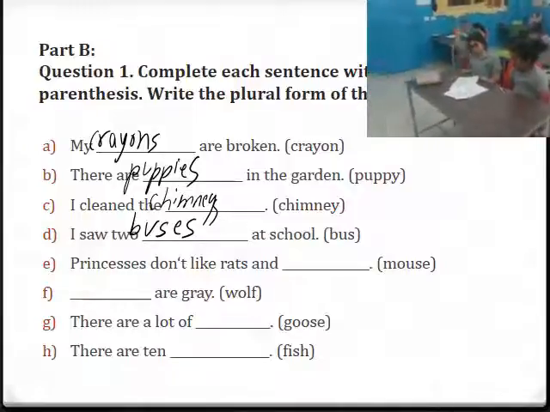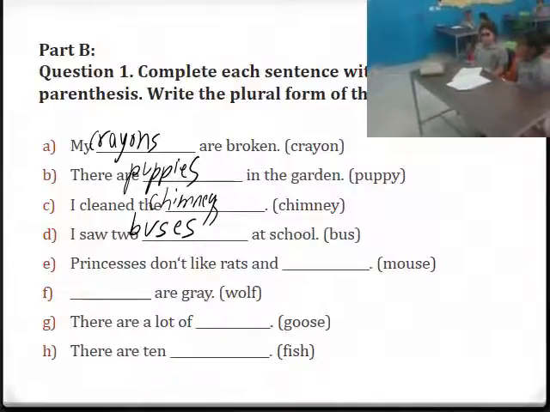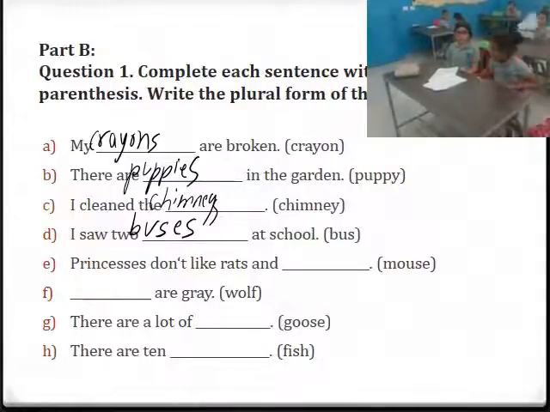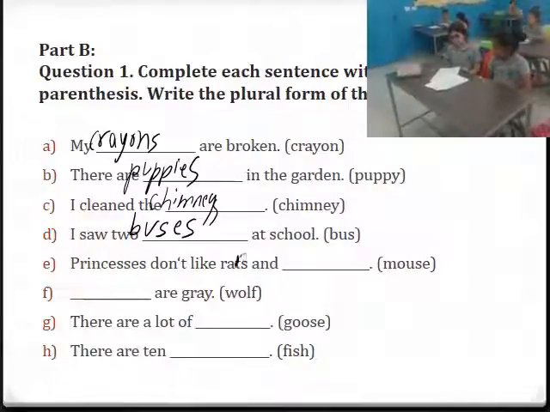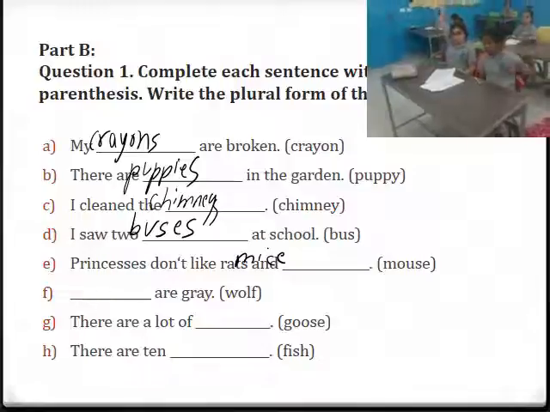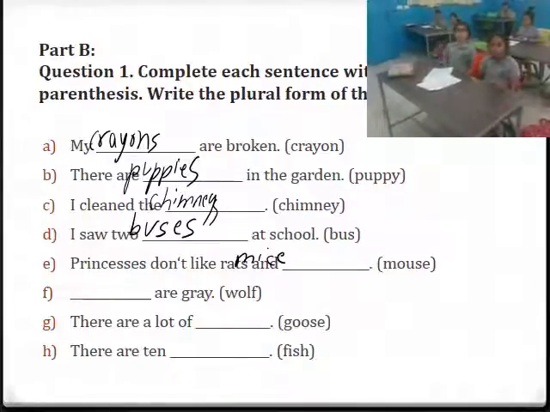Next one, Yara. Princesses don't like rats and mice. Okay, the word is the same. What's the singular of mice? Mouse. Mouse, very good.